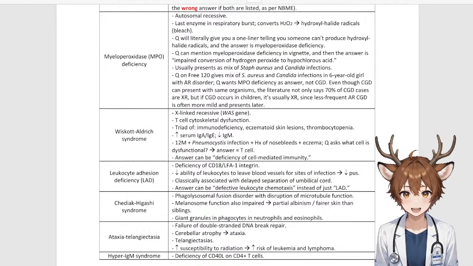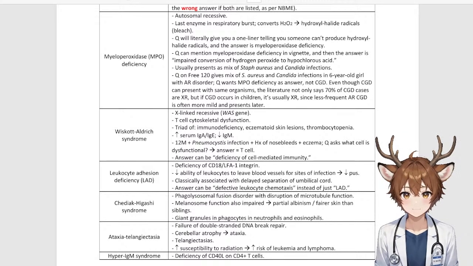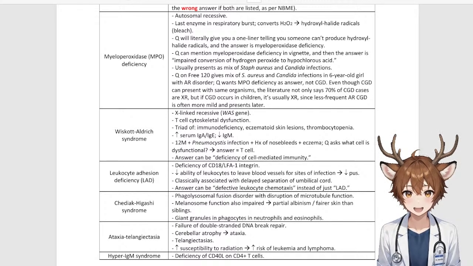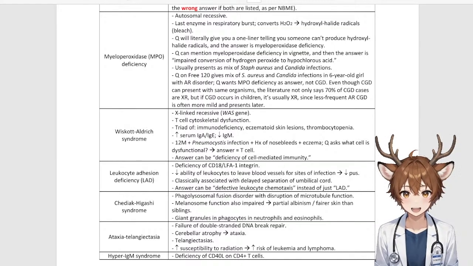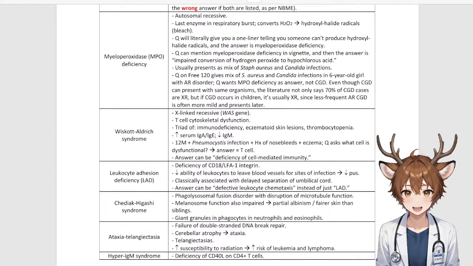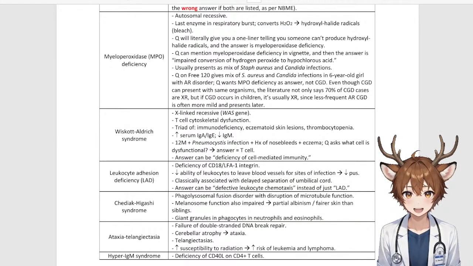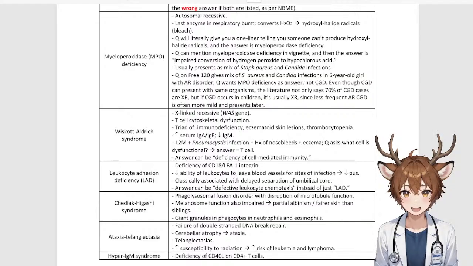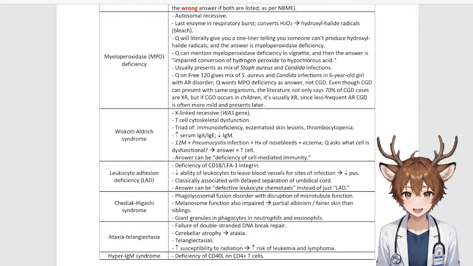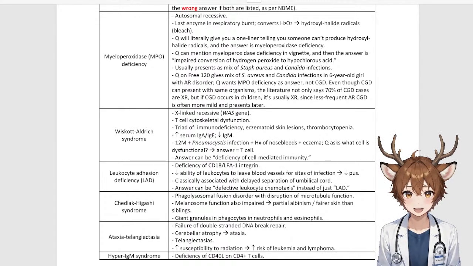What about myeloperoxidase deficiency? Myeloperoxidase deficiency, autosomal recessive, last enzyme in the respiratory burst, converts the hydrogen peroxide into hydroxyl halide radicals, which are bleach. Question will literally give you a one-liner telling you someone can't produce hydroxyl halide radicals, and the answer is myeloperoxidase deficiency. Question can mention myeloperoxidase deficiency in vignette, and then the answer is impaired conversion of hydrogen peroxide to hypochlorous acid. Usually presents as a mix of Staph aureus and Candida infections.